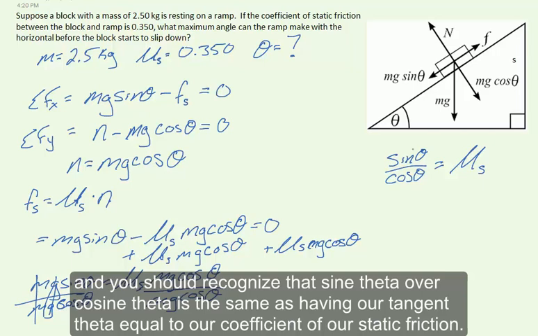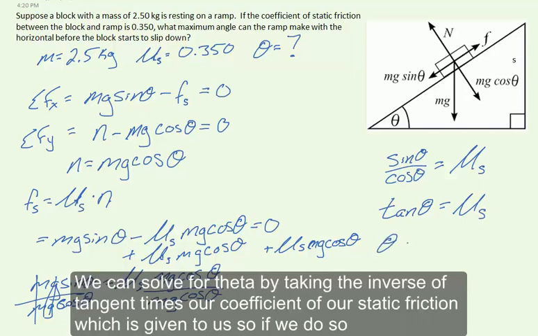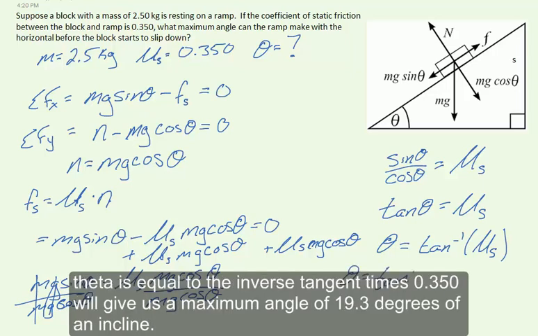We should recognize that sine theta over cosine theta is the same as tangent theta, which is equal to our coefficient of static friction. We can solve for theta by taking the inverse tangent of our coefficient of static friction, which is given to us. So if we do so, theta is equal to the inverse tangent of 0.350, which will give us a maximum angle of 19.3 degrees of an incline.